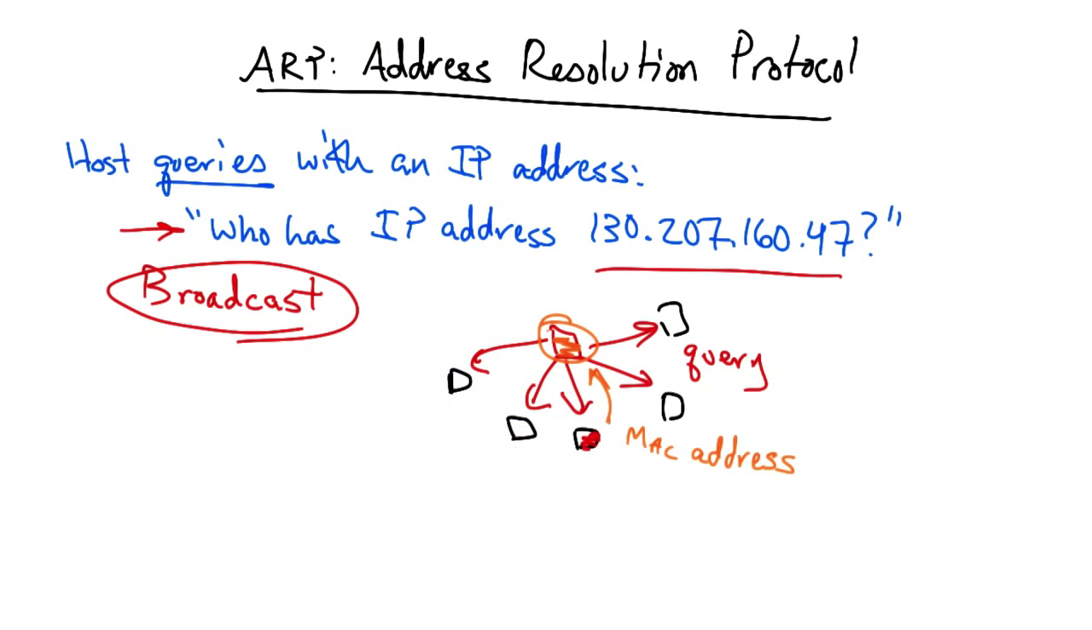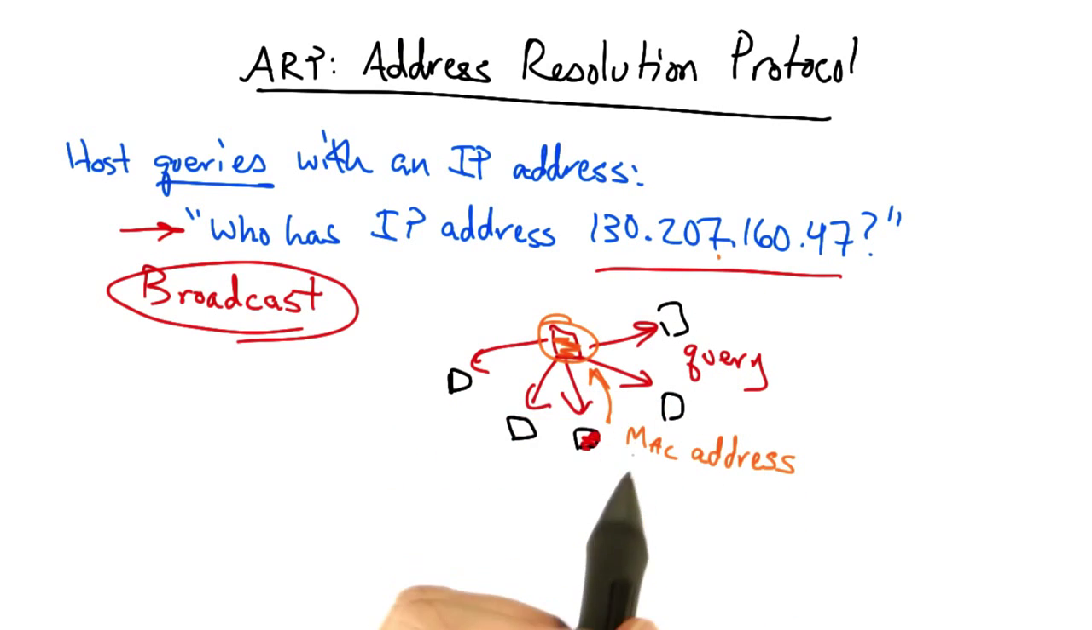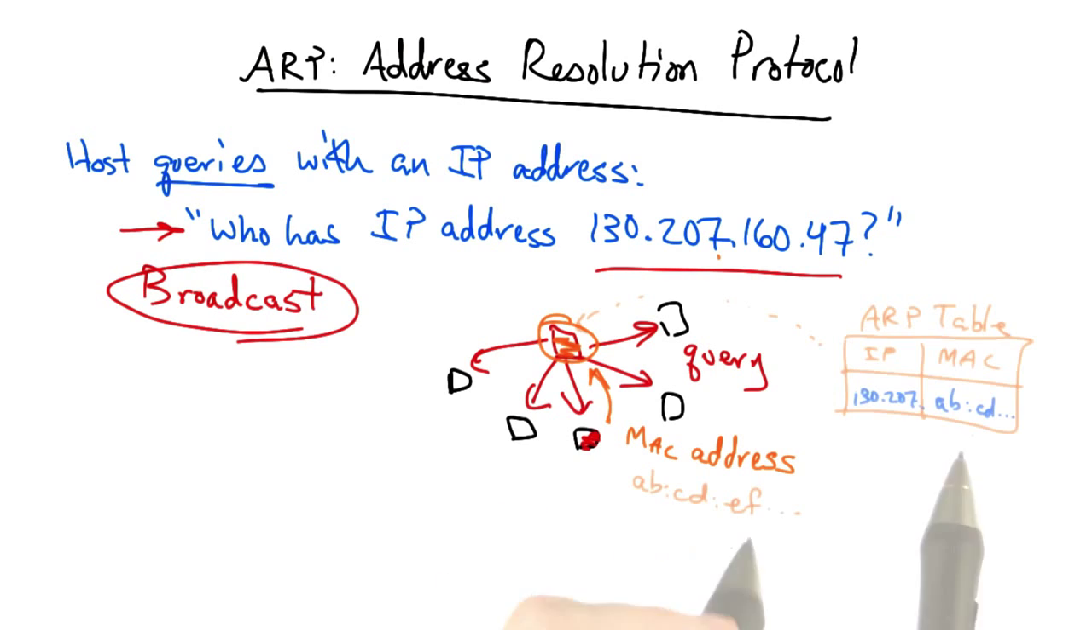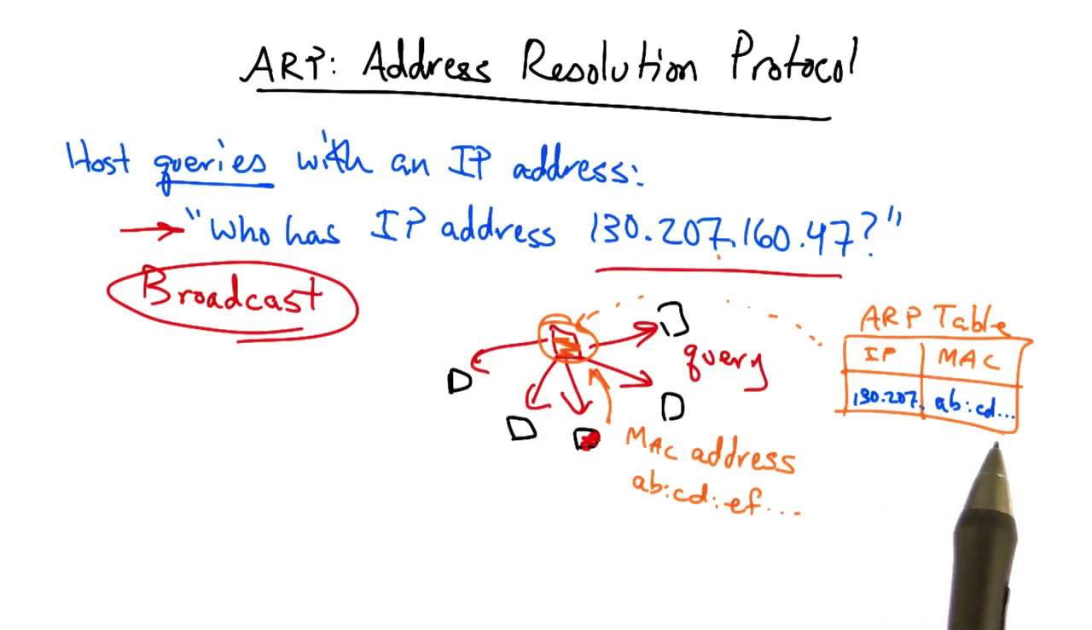The host that originally sent the query now maintains the mapping between the IP address that it queried and the MAC address that it received for that IP address. So the next time the host needs to send a datagram to that particular destination IP address, it already knows the MAC address to which it needs to send that Ethernet frame.